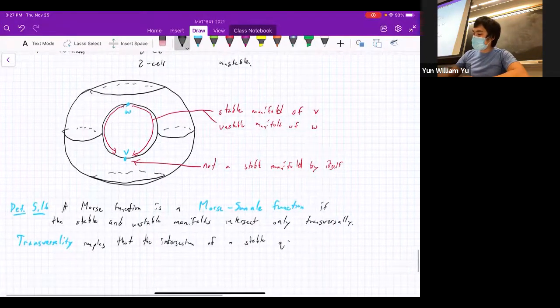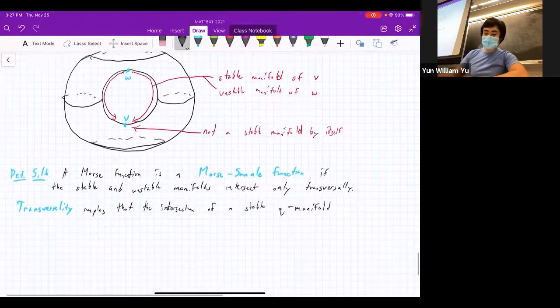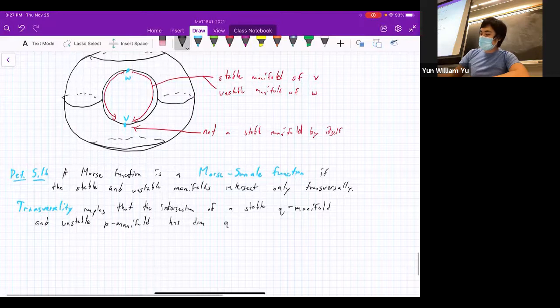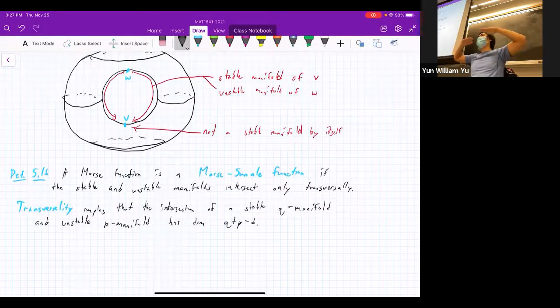A stable Q manifold and an unstable P manifold has dimension Q plus P minus D. What do we really mean? What we really mean is that when the manifolds cross, they don't line up perfectly. In 2 dimensions, in 1 dimension, let's say where you have 1-dimensional manifolds intersecting, what you mean is that when they cross, you get a 0-dimensional manifold. They only cross at a point.